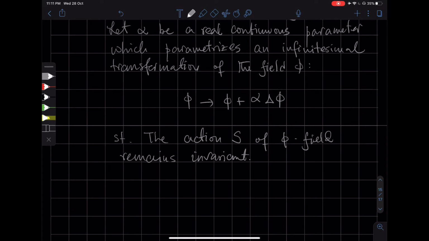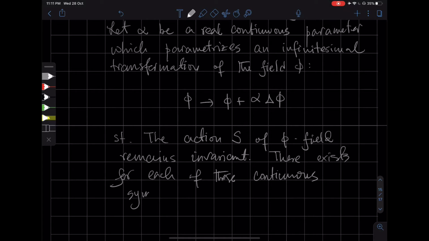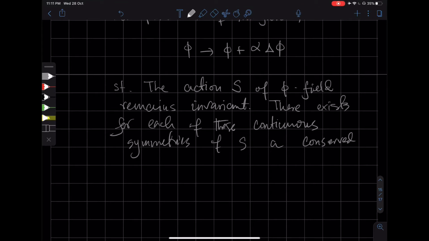So for each of these continuous transformations or symmetries of S, there exists a conserved current. So this is Noether's theorem.